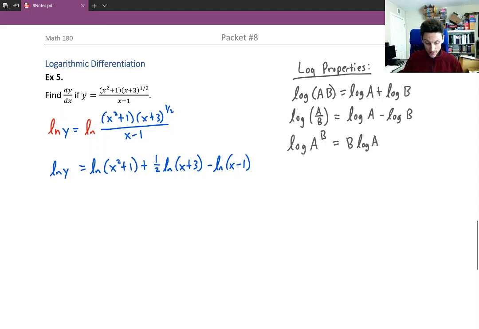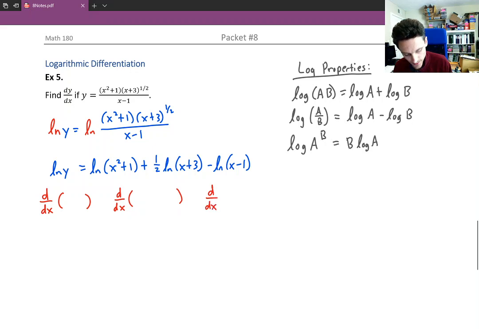So we used the log properties here to break down this log of a big function into the logs of smaller functions. And that's great because now we can take the derivative. We can differentiate both sides with respect to x, and it's going to be a much easier derivative process. So we'll take the derivative on the left side and on the right side.